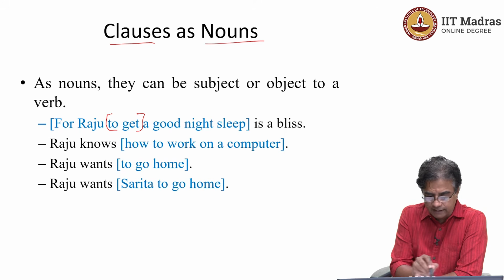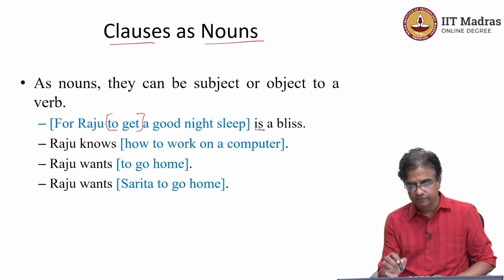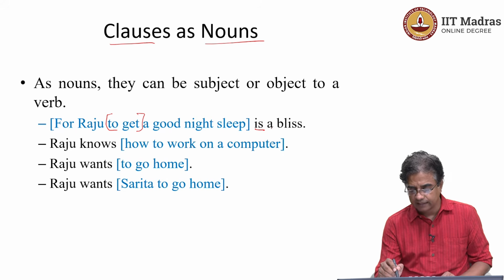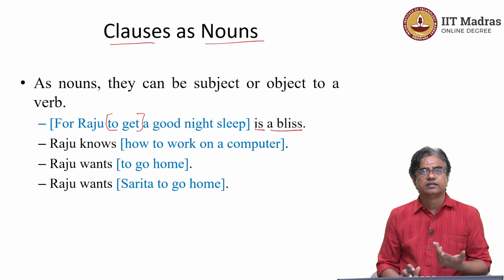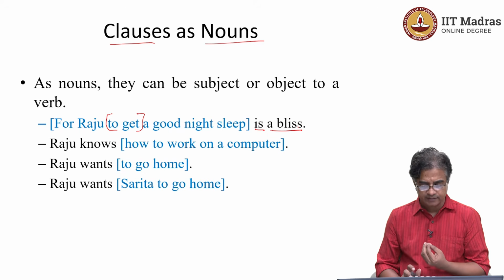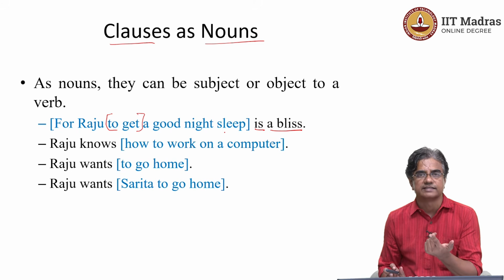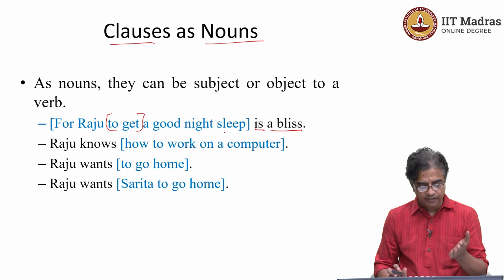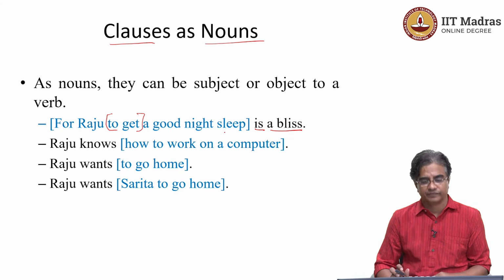So this whole thing is a sentence. This is a verb, and a helping verb or an auxiliary, and what is it? It's a bliss. So we can say a flower is a bliss. So this whole thing can be replaced by one noun. A flower is a bliss. A book is a bliss. In the same way we can say, for Raju to get a good night's sleep is a bliss.